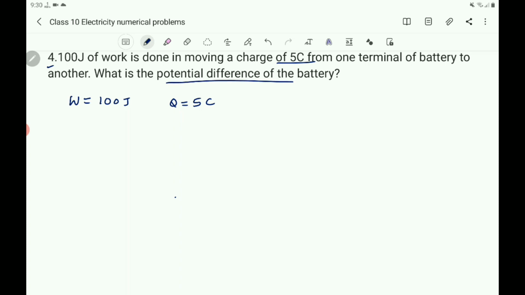And what we have to find out? We have to find the potential difference V. Write V equals question mark. You know the relation among W, Q and V. You know that W equals Q into V, that is Q into V equals W. So V equals W by Q.